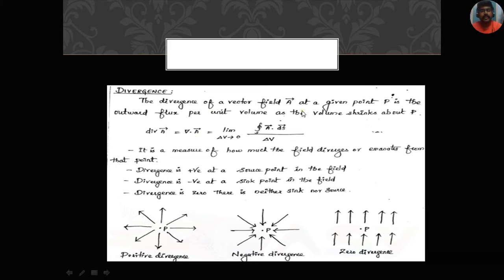Divergence of a vector field. The divergence of a vector field at a given point P is the outward flux per unit volume as the volume shrinks about the point P.